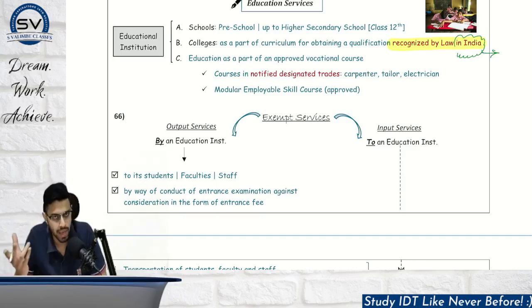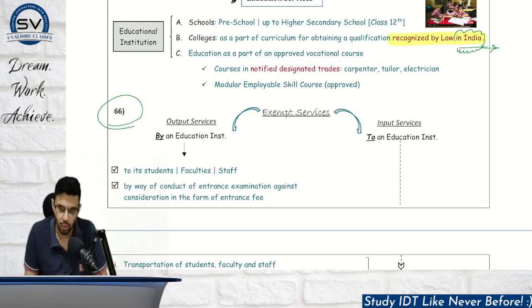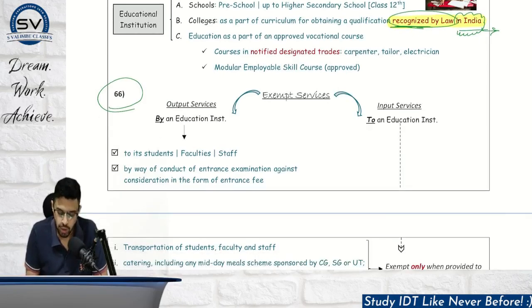So next time you pay any kind of fees to any college anywhere, you will always see that there is no GST portion due to this particular reason, entry number 66. Okay. This is clear. The India point is clear, and obviously it should be recognized by law. Next, education as a part of an approved vocational course, which is either in a notified designated trade or a modular employable skill course which is approved.